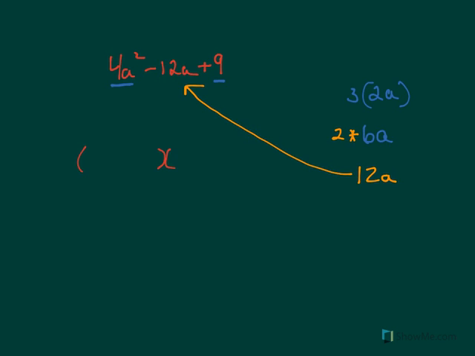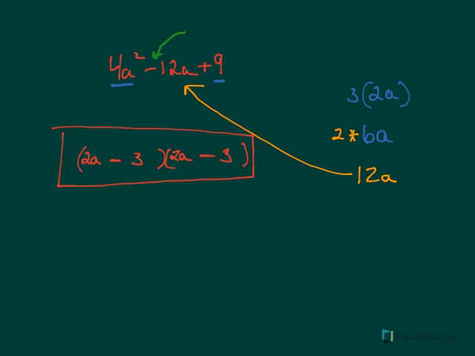So we're going to have repeat binomials. It's going to be subtraction in each one because we have a negative 12a. So we have a negative here, so we're going to have subtraction. And then we're just going to put in the square roots. So what is the square root of 4a squared? That should be a 2a times a 2a. And what is the square root of 9? That should be 3 times 3. And there's your two factors.